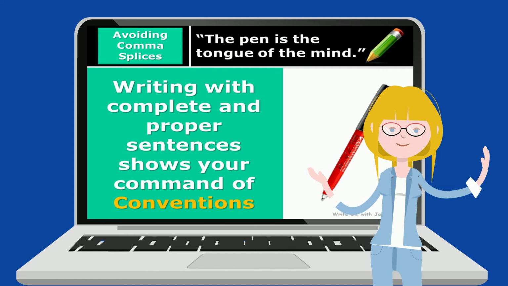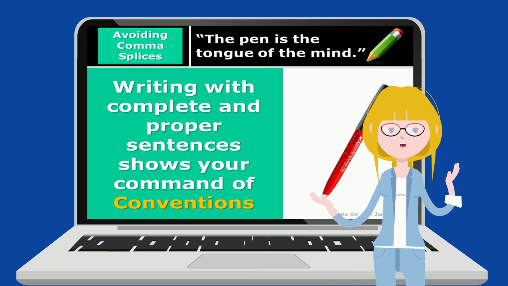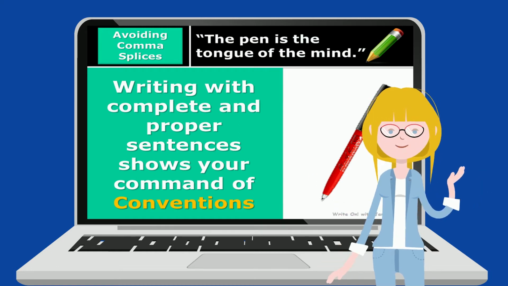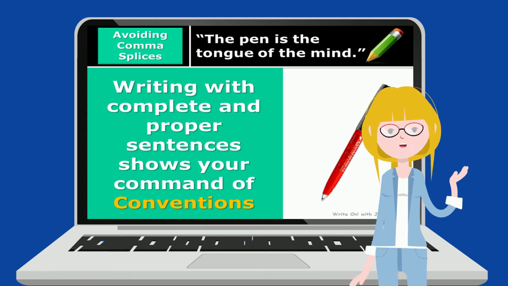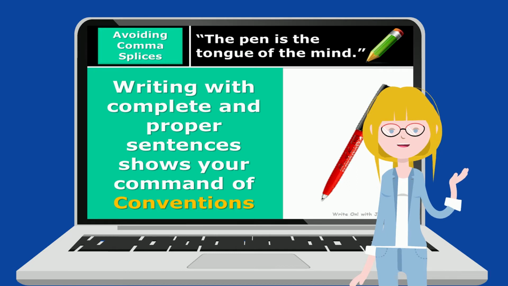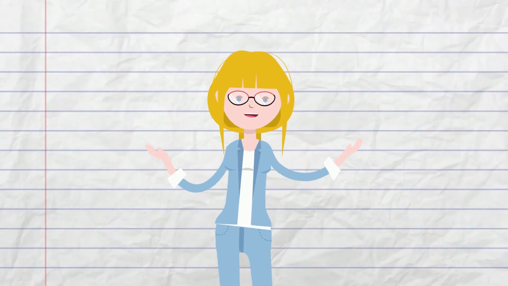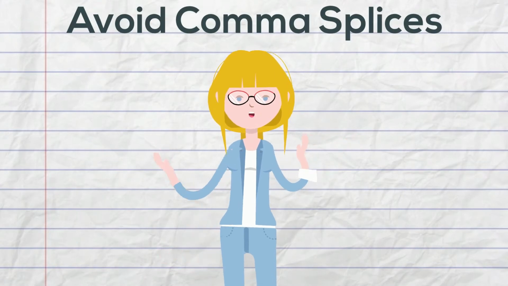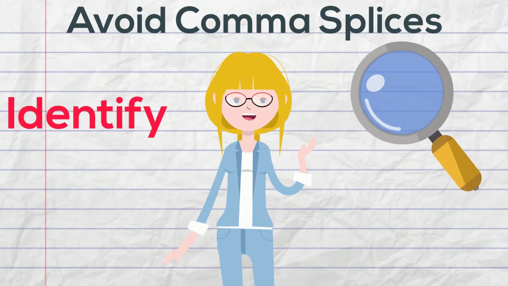Because the expression of your thoughts is critical to communication, you should do everything possible to make your written work easy to read and comprehend. This will demonstrate your command of conventions, which is basically grammar, spelling, punctuation, capitalization, etc. To this end, it is important to understand and avoid comma splices, and it's also crucial to good writing to know how to identify them.